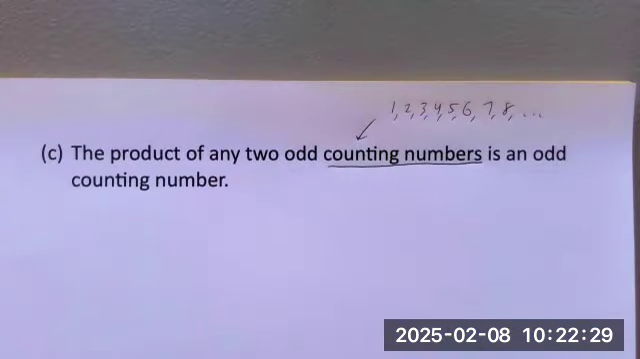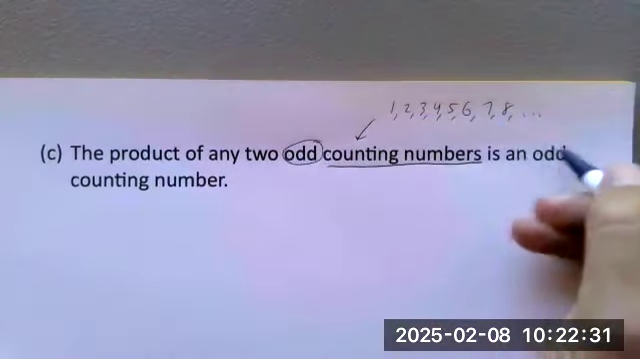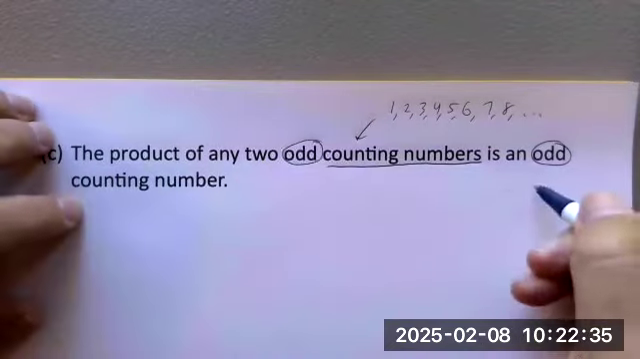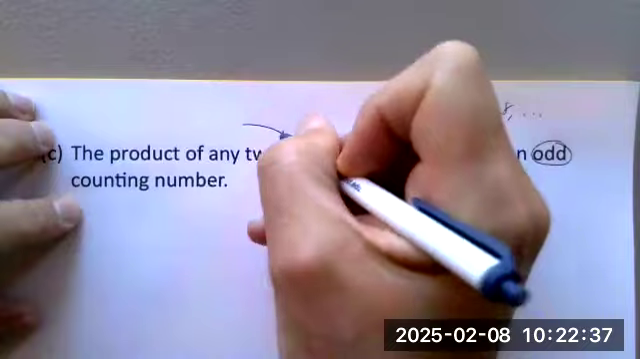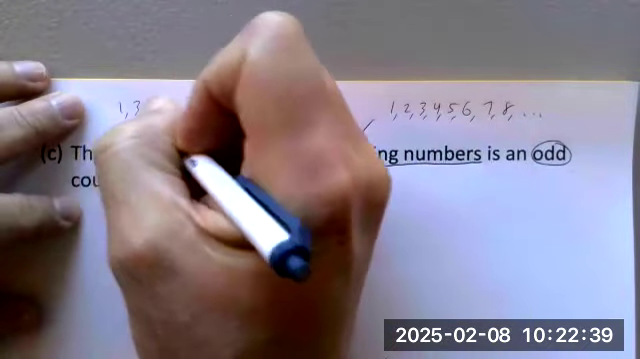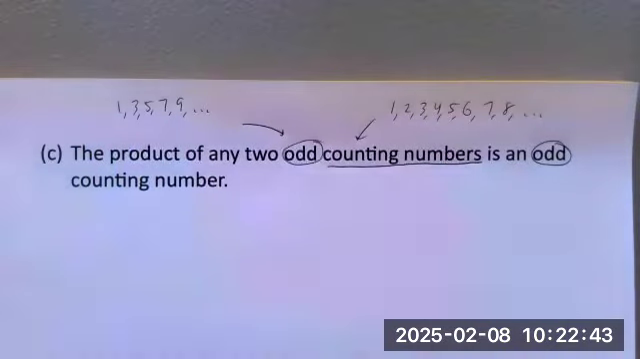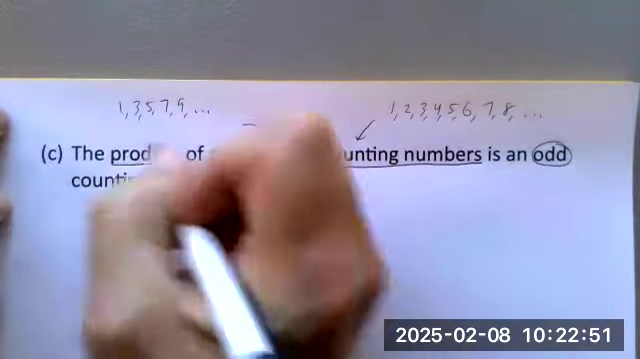Now, I think you also should know what an odd number is, right? That's 1, 3, 5, 7, and so on. Those are the odd numbers. Even numbers, of course, being 2, 4, 6, 8, 10, and so on. What does product mean? Product means multiply.